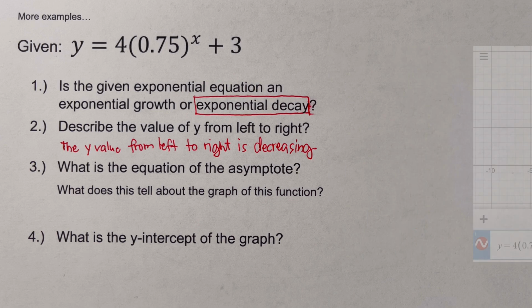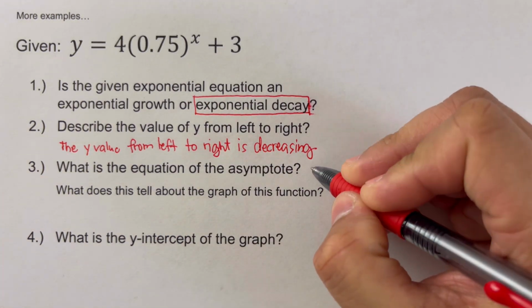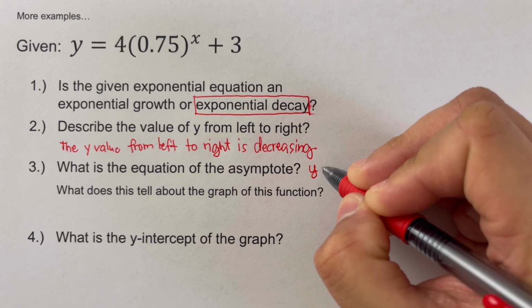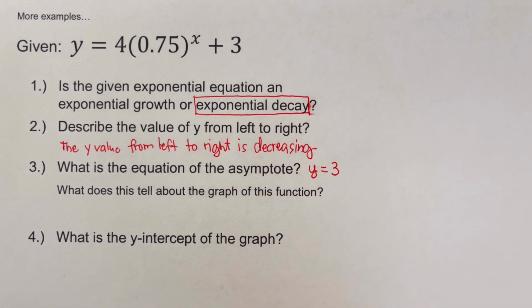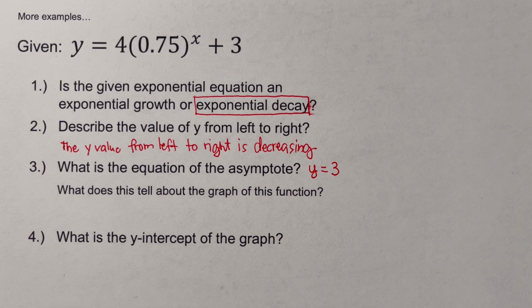Now let's move on to the third question here. What is the equation of the asymptote? We remember that the equation for the asymptote for an exponential function is y is equal to k. Since our k here is 3, we can therefore say that the equation for the asymptote is y equals 3. You will see on the side the graph of this exponential function and its asymptote y equals 3 in broken line.